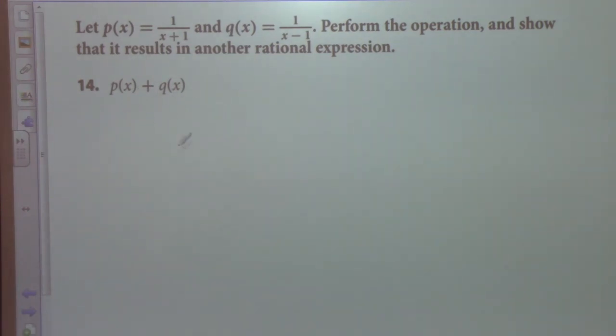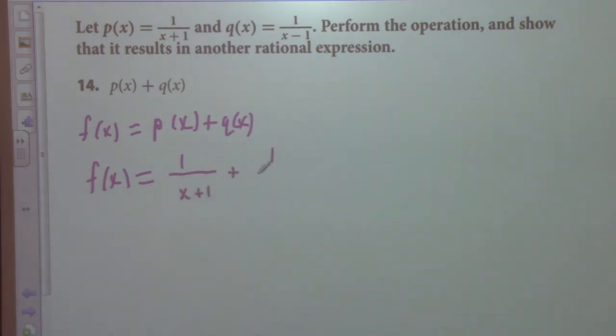if we add these together, I'm going to make up a function. I'm going to call that sum f of x. I'm going to call that p of x plus q of x. Okay, we're going to add these together. So f of x equals 1 over x plus 1 plus 1 over x minus 1.